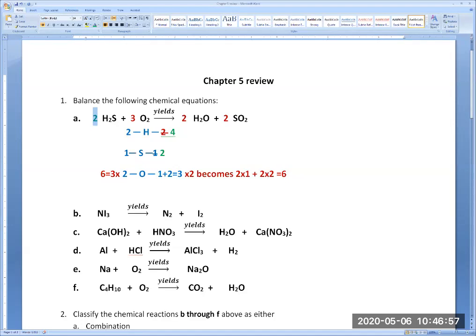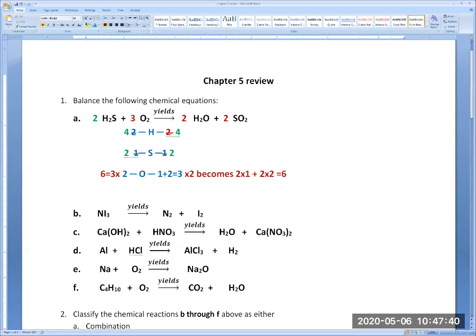And this will also change the number of sulfur, because you do 2 times 1, the subscript of sulfur, and that's going to be 2 in front of sulfur. So that means these change, and they become 2 for sulfur, and they become 4 for hydrogen. And let's cross this one. Okay?